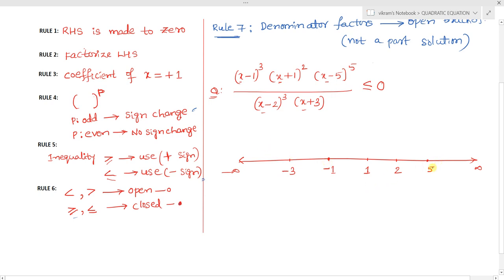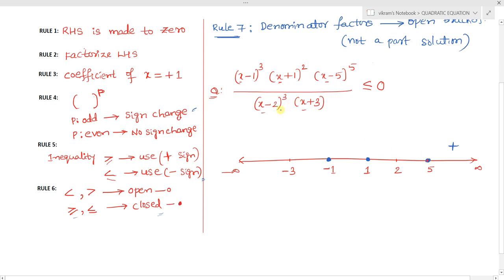Now what is the rightmost root? 5 is the rightmost root. To the right of the rightmost root, represent with the plus sign. Now what are the numerator roots? +1, -1 and +5. The inequality is less than or equals to, so we represent them with a closed dot. So +1 is included in the solution, -1 is also included, and +5 is also included.